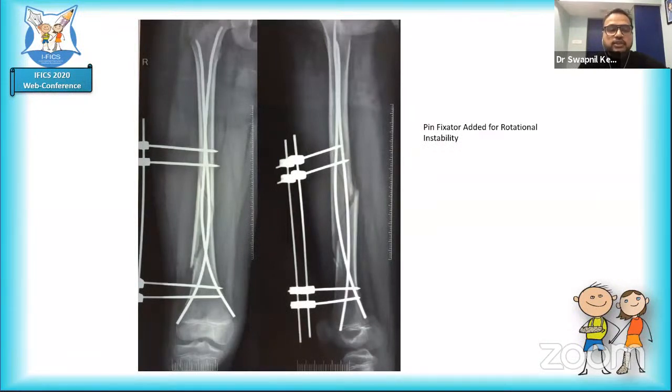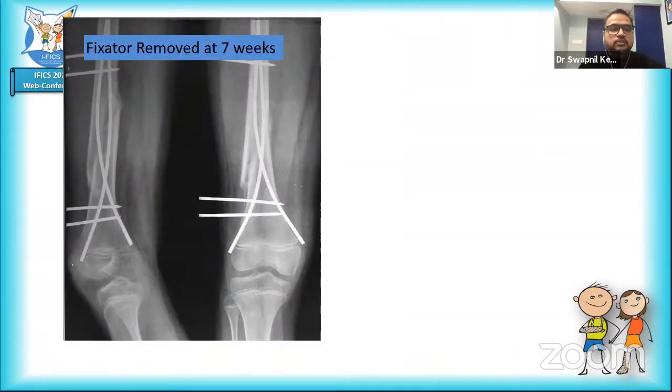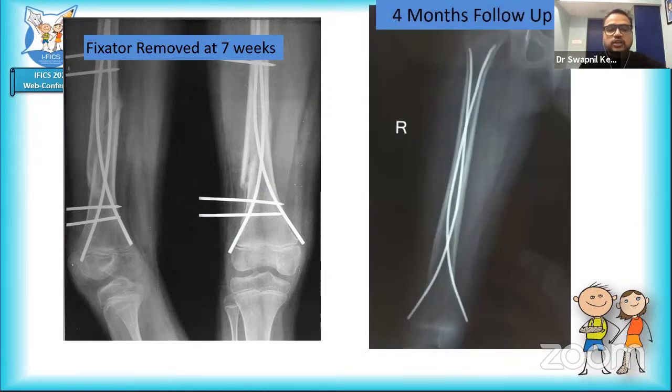What is also important is you need to basically think on the table. So this is a case where we decided to go in for a nail which we passed from below, because I was quite certain that I had a good fixation here. The rotation was a bit of an issue. We used the JESS system here, and this went on to heal very well. The fixator was removed at about 7 weeks, and eventually this went on to heal.